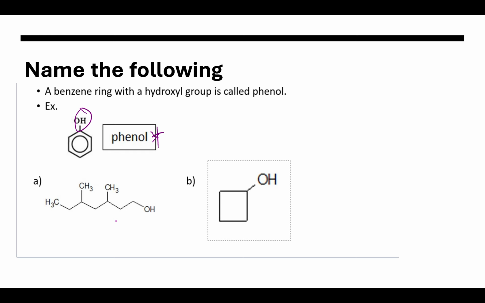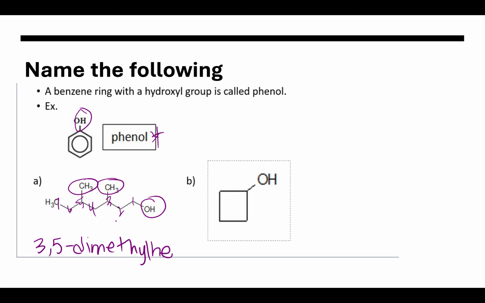With this next one, we now have a couple of branched side groups on our main chain, but your longest chain will contain the OH group. So the OH is connected to carbon 1, and then we'll number the rest, and then we have carbon 7. So your longest chain has 7 carbons, and your alcohol is on carbon 1. On carbon 3 and on carbon 5, you have 2 methyl groups. So 3,5-dimethyl, and then we'll have heptan-1-ol.